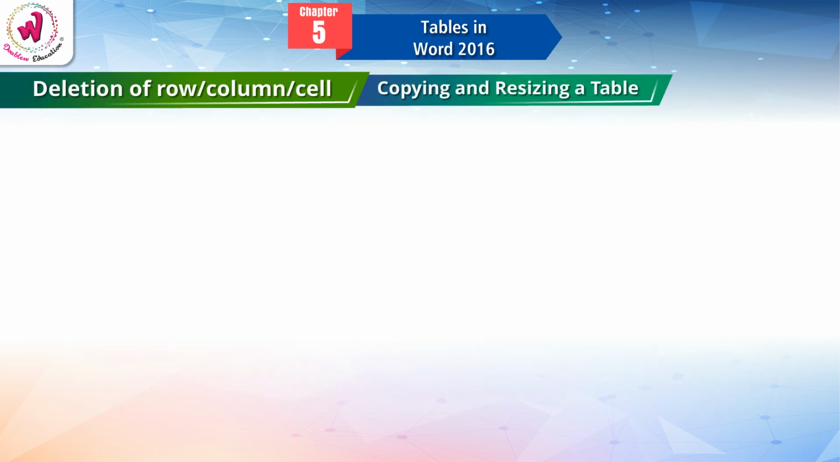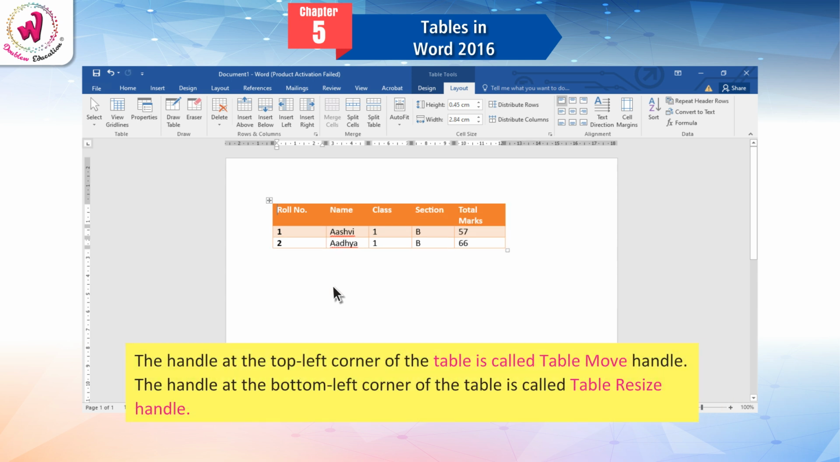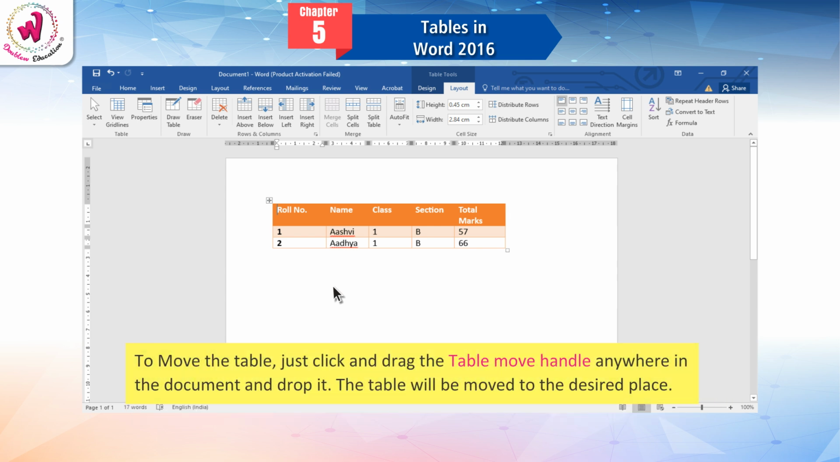Copying and resizing a table. When a table is inserted, two handles are invisible at the top left corner and bottom right corner of the table. The handle at the top left corner of the table is called Table Move Handle. The handle at the bottom right corner of the table is called Table Resize Handle. To move the table, just click and drag the Table Move handle anywhere in the document and drop it. The table will be moved to the desired place.